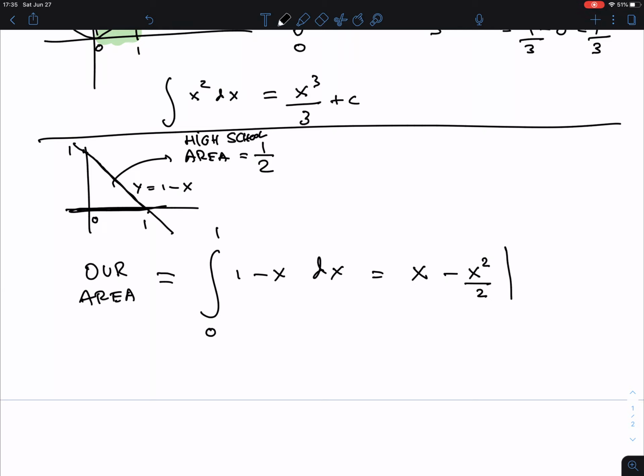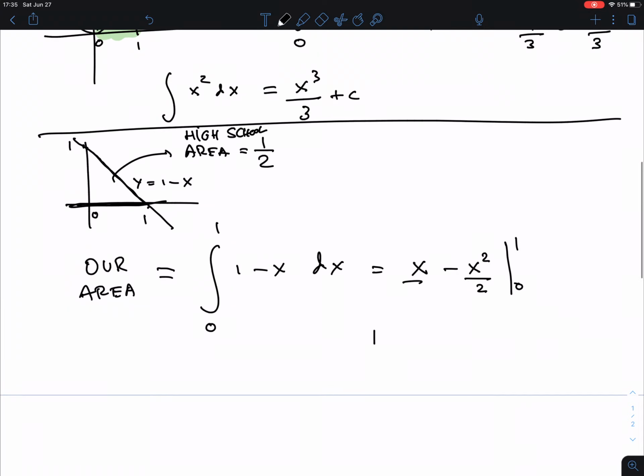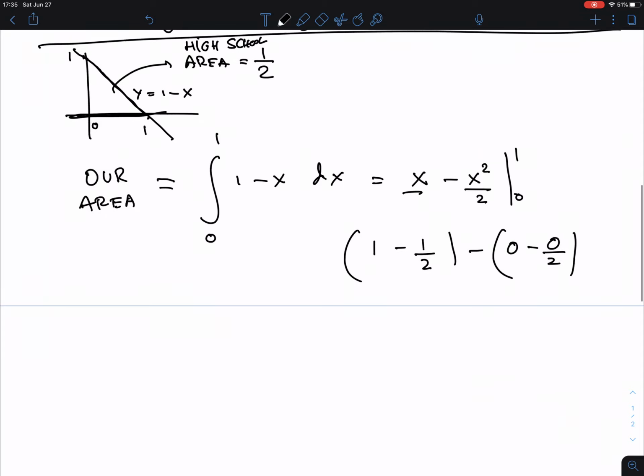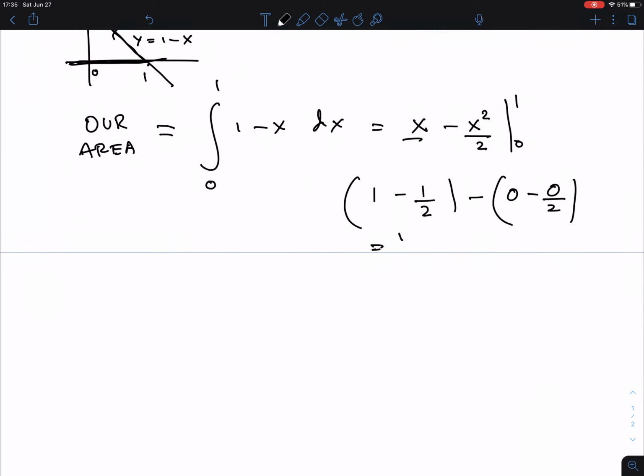Okay, and then 0 and 1. So what? I put 1 in here and 0 in there? No. You put 1 in everything and 0 in everything and then subtract. Let's do that. So it is 1 minus 1 squared over 2. You can do that, right? Minus, and now I plug in 0. 0 minus 0 squared over 2. Now, the back is all 0, so what we're left with is 1 minus a half.